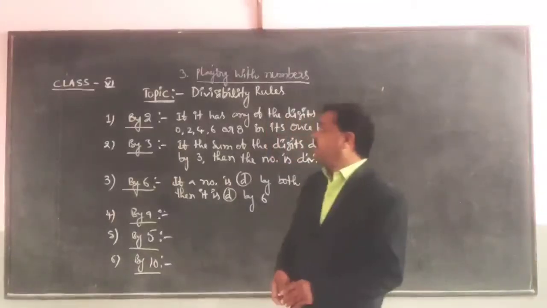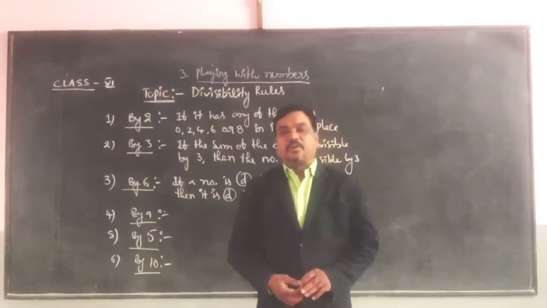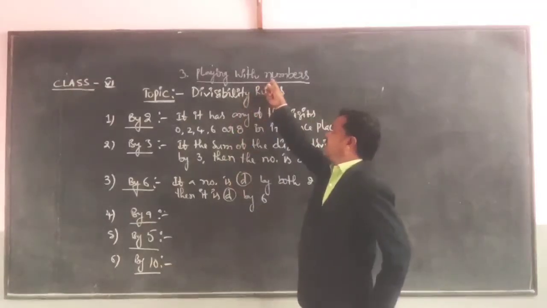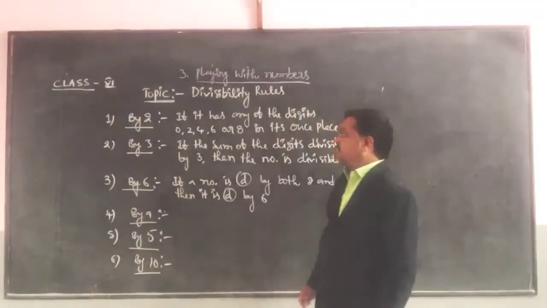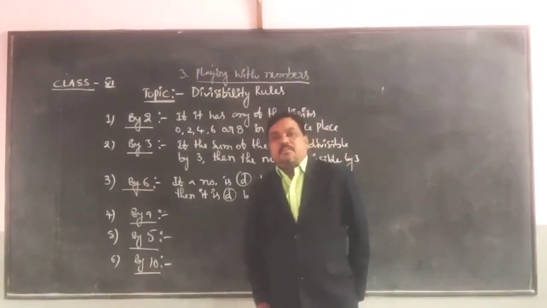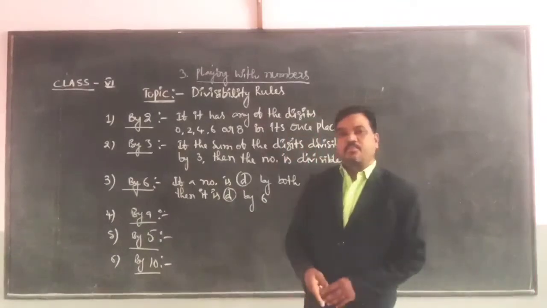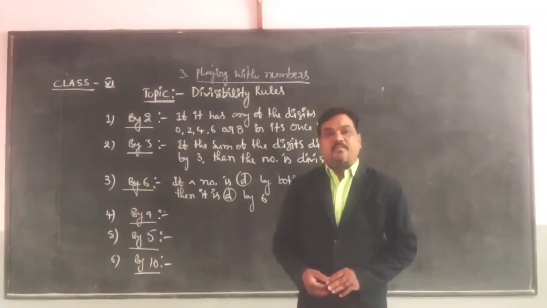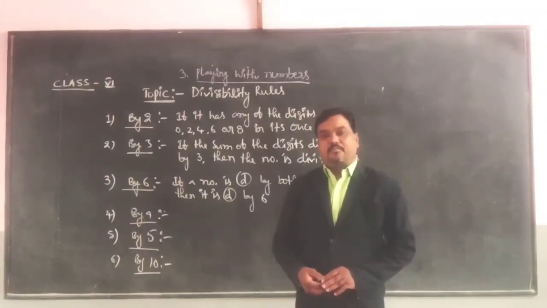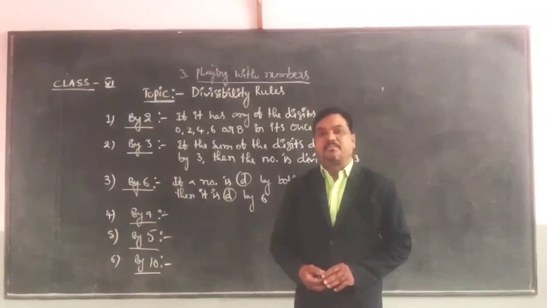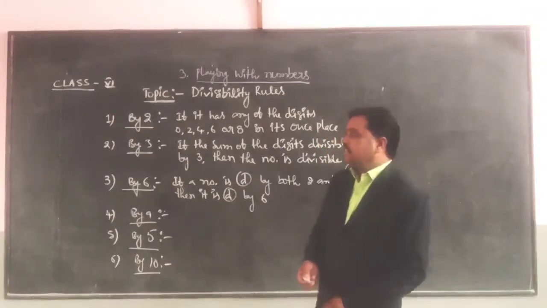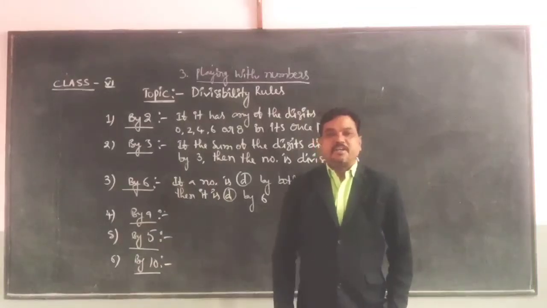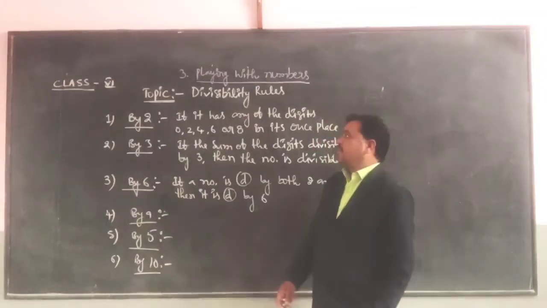Hi friends, today we are going to start a new chapter, that is the third chapter in 6th class, playing with numbers. In this chapter, we have to discuss the topics of divisibility rules, then how to find out the factors of given numbers, then prime numbers, composite numbers, and LCM and HCF, and the relation between LCM and HCF.